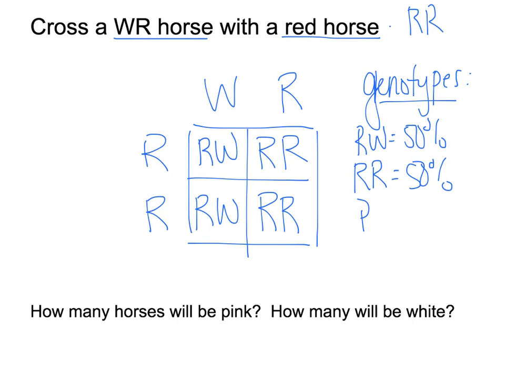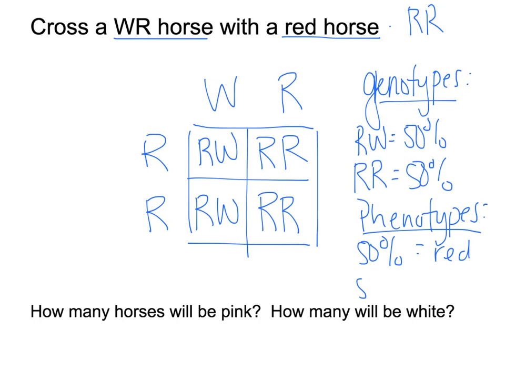If we want to think of phenotypes, what they look like, remember, 50% of our offspring are going to be red horses, and 50% are going to be red and white horses. We can also call those roan horses. So then we look at our questions down here. How many horses will be pink? Well, that's a silly question.